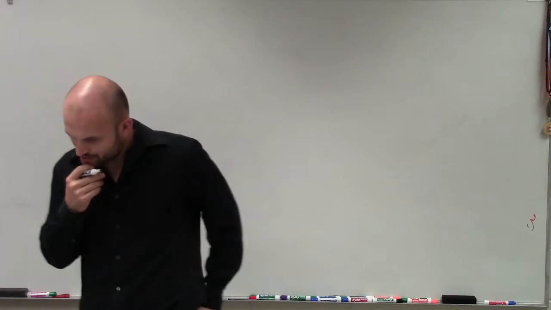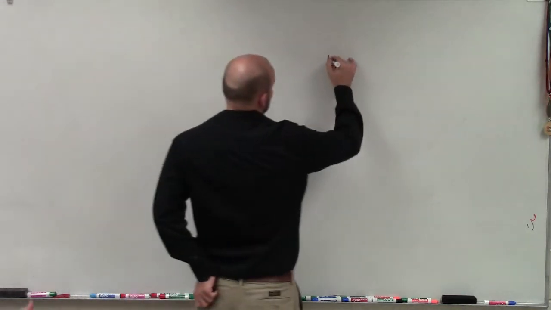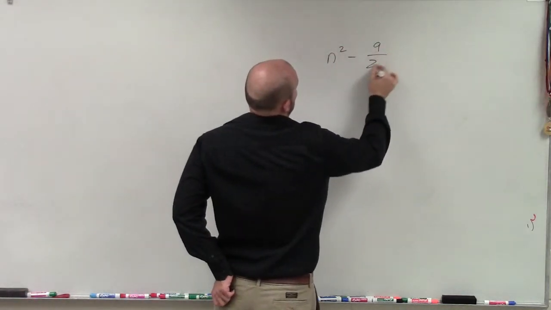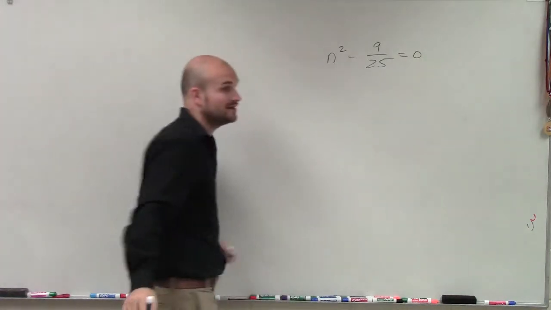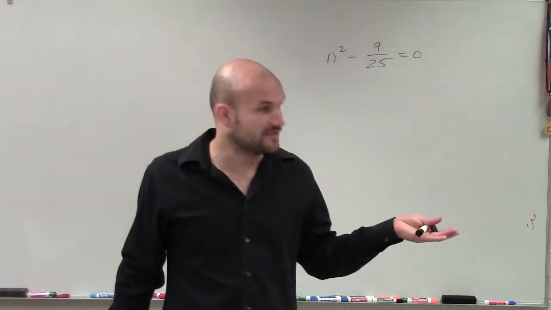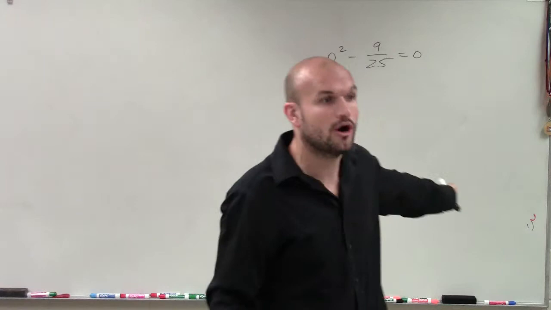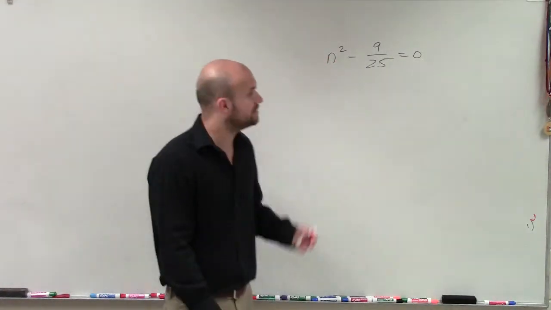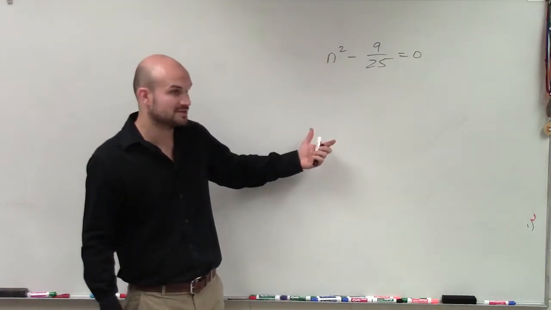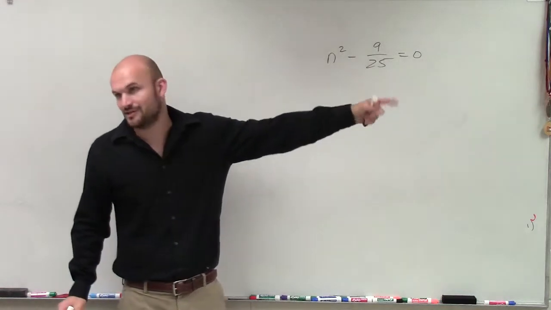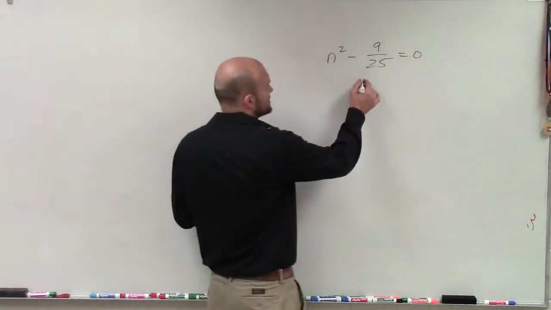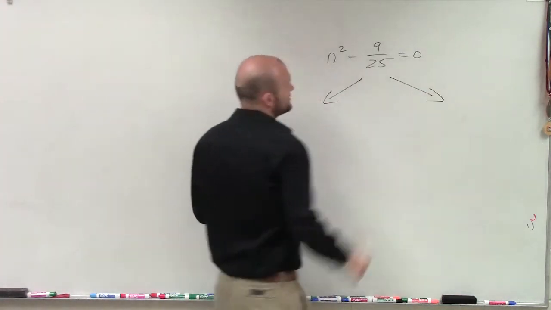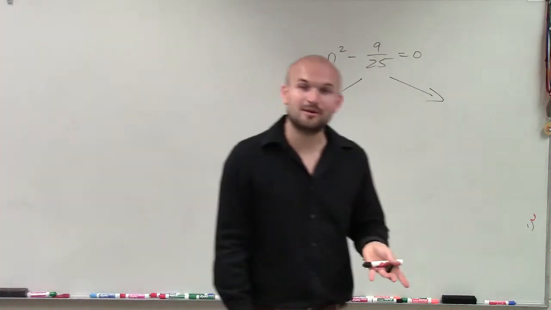The next question we had was n squared minus 9 over 25 equals 0. So this one, I even helped you out. I didn't even write it as a function. I just said, hey, here's the equation, solve, right? Now, automatically, when you look at this, there's a couple different ways you could solve this. I know I put the fraction in there because once students see fractions, a lot of them just freeze up and won't even try it. So, there's a couple different ways to do this.